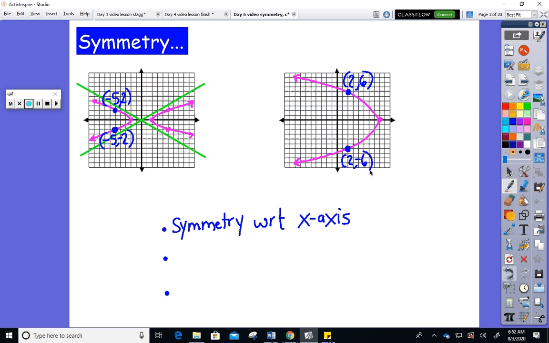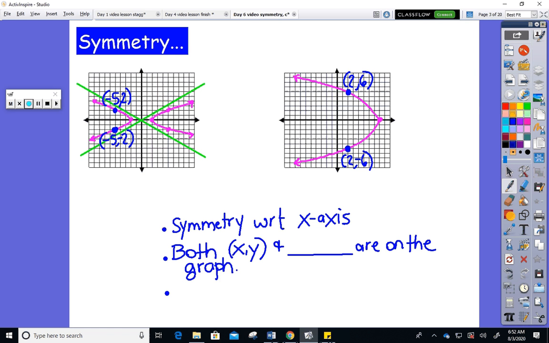So if I'm going to have a graph that's symmetric with respect to the x-axis, I would say both (x, y) and blank are on the graph. Do you know how to fill in that blank before I do? Because this is numerically, and this is going to have to do with how we algebraically test for symmetry. So did you happen to fill in both (x, y) and (x, negative y) are on the graph?